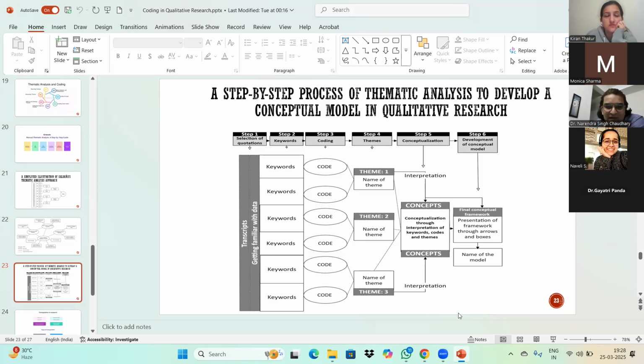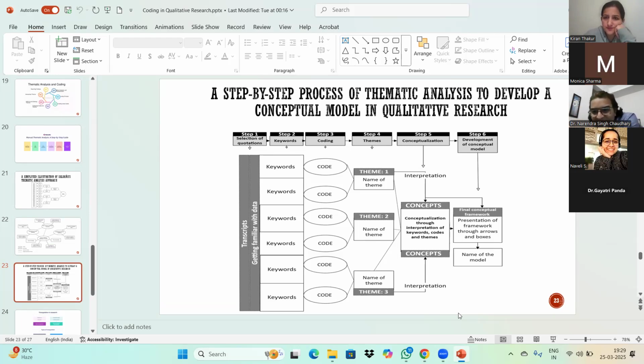And from those keywords, we start with the coding process. Once the open coding has been done, I start giving it a name. That means I start axial coding, or you can say start identifying the themes also. Correct? Name of the theme has been there, theme 1, theme 2, and then theme 3. Then I try to interpret it. Ultimately, all the themes are contributing to a certain concept. That is the interpretation of keywords and codes, what they are basically talking about.